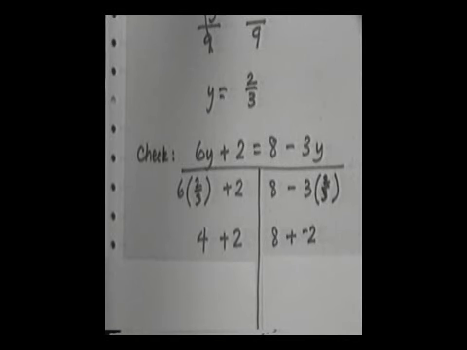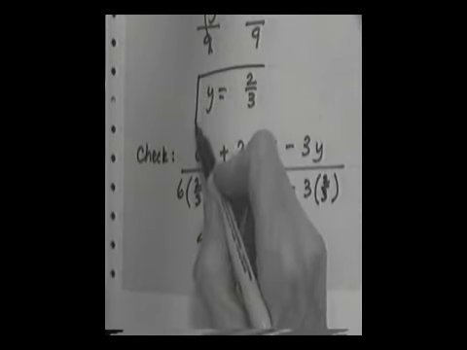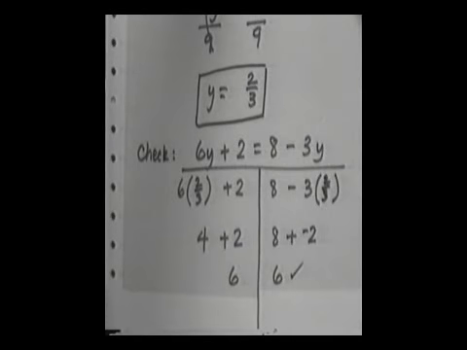The left side, 4 plus 2, gives us 6. The right side, 8 plus negative 2, also gives us 6. That means this check is accurate, and we have y equals 2/3 as our solution.